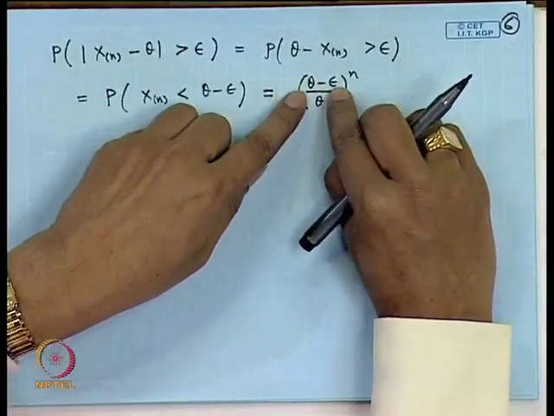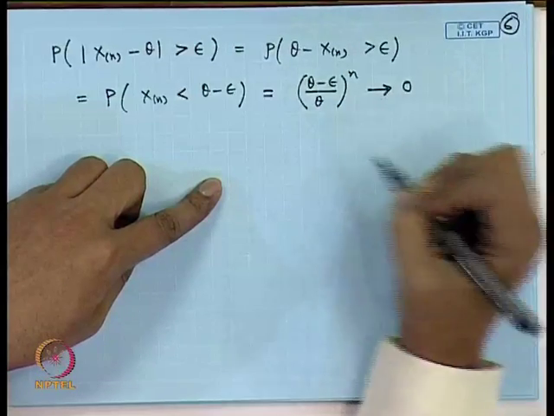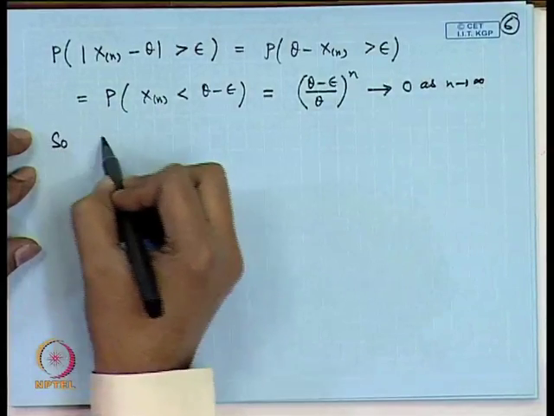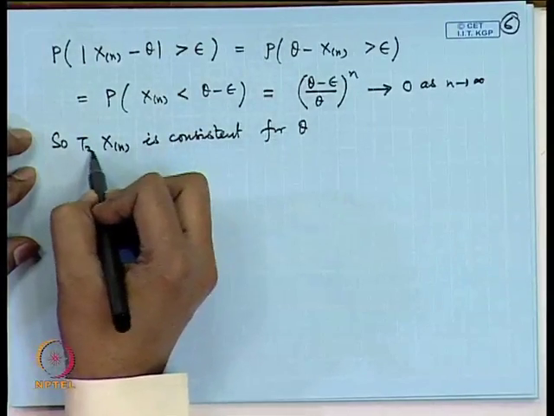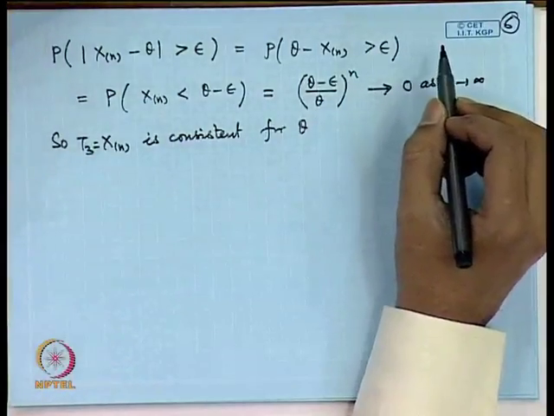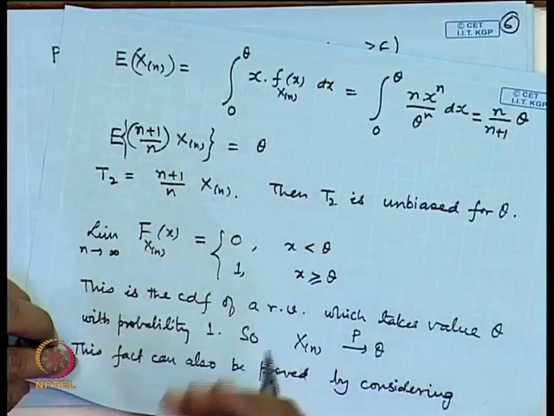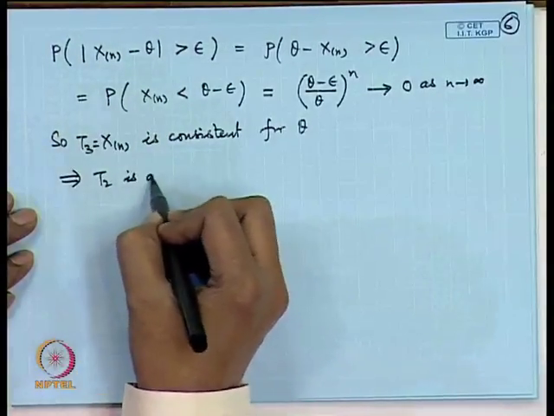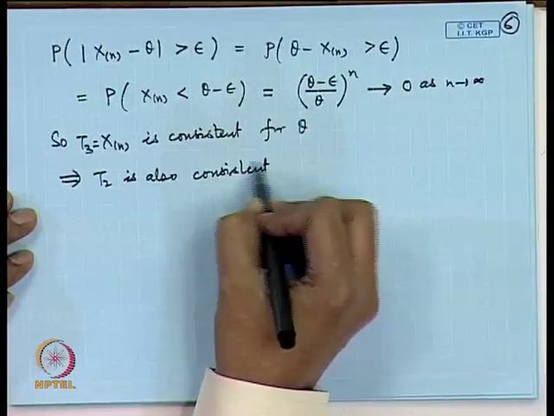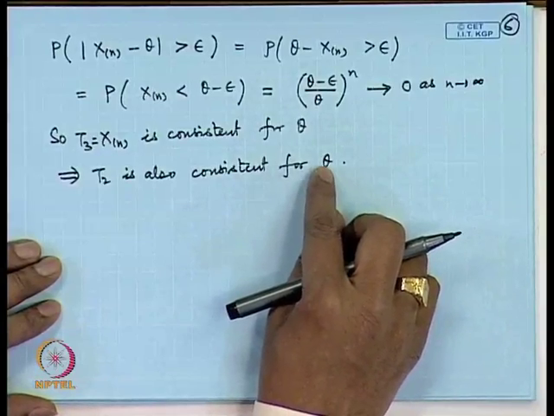So, now you can see here epsilon is a positive number. So, theta minus epsilon is less than theta. Therefore, if I take the limit as n tends to infinity, this will go to 0. So, x n is consistent for theta. Let me call it T 3. If we look at the coefficient n plus 1 by n, this goes to 1 as n tends to infinity. So, we have the result that if T n is consistent for theta and a n goes to 1, then a n T n is also consistent. Therefore, if we use this fact, T 2 is also consistent for theta. So, T 2 is unbiased and consistent, T 1 is also unbiased and consistent.